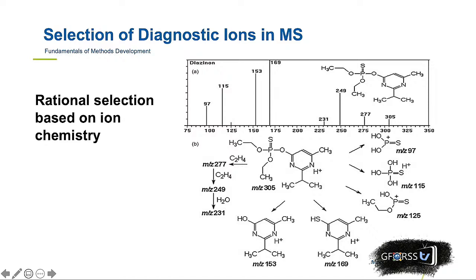In the example illustrated here, we have the precursor ion in the center and a number of fragments with relevant chemistries. The mass spectrum shows the peak intensities for all of them. We would want to use ions with a high intensity because the intensity affects our limit of quantitation. So we might choose the transition 305 to 169.